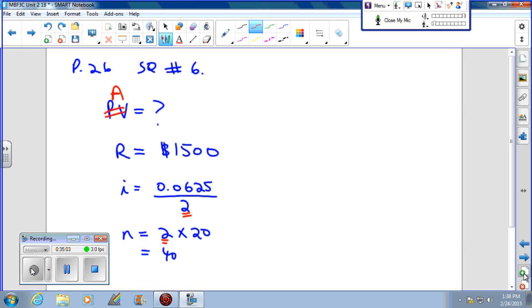So A equals R times 1 plus i to the positive n minus 1. Remember, we're going to give you all these formulas, so don't get too worked up about having to memorize them. You have to know which one to use, but the annuities formula will say A, and the PV formula will say PV. Okay, so I think we're good.